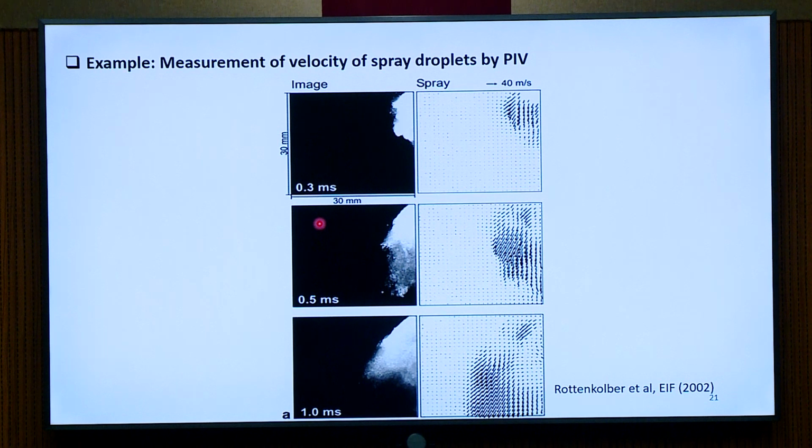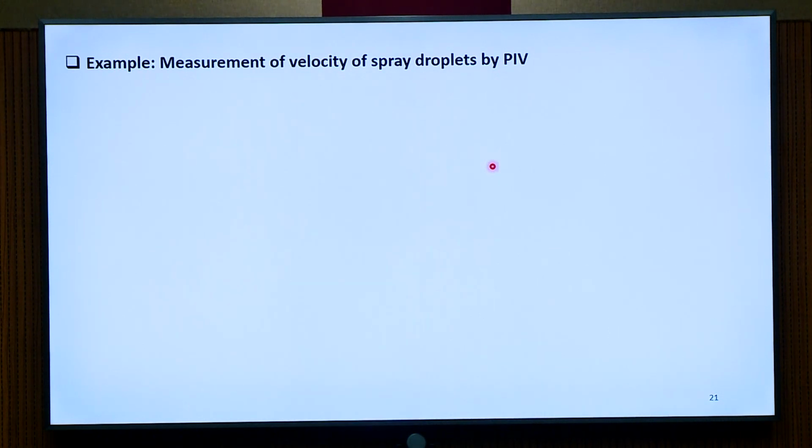So here you see, these are the PIV images of the spray and these are the result. So here you get the velocity. Now this velocity corresponds to what? This velocity corresponds to the droplet. Okay, but if you see how much meaningful these measurements are.